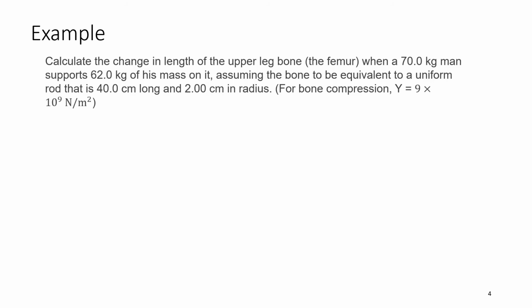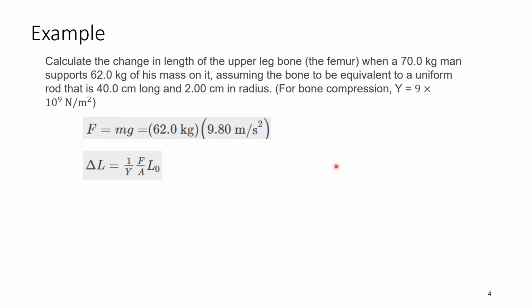Let's look at this example together. You may pause the video to read the example. The length of the upper leg bone is shortened because it feels a compression force on it. Please note that this compression force equals the weight that the leg supported, which is 62.0 kilograms, not the total weight of the man.